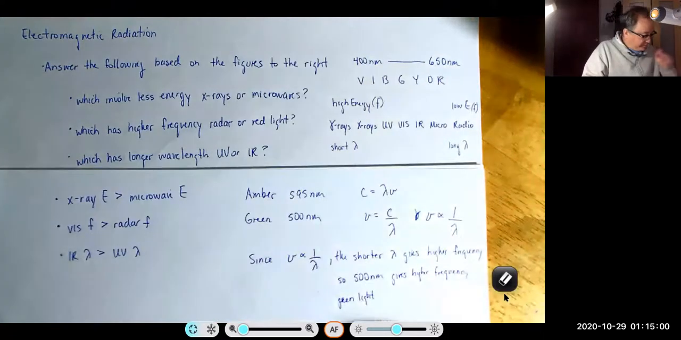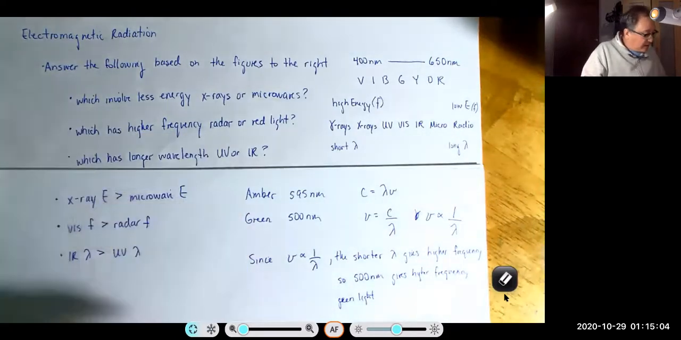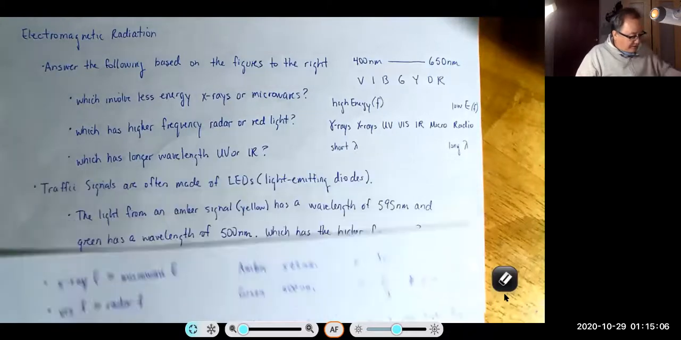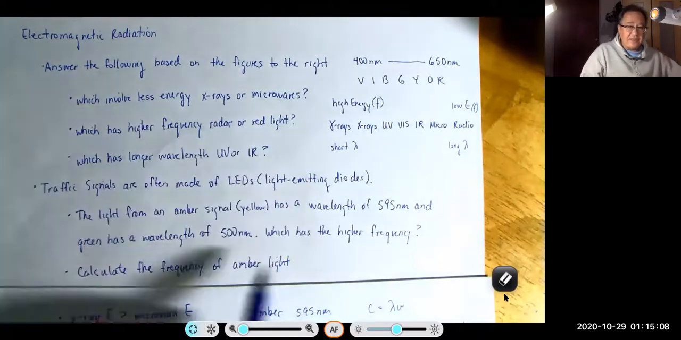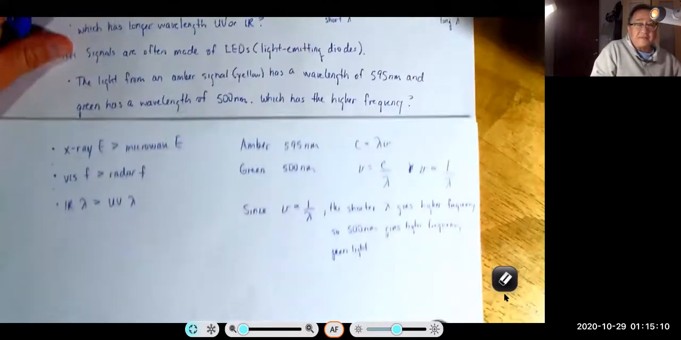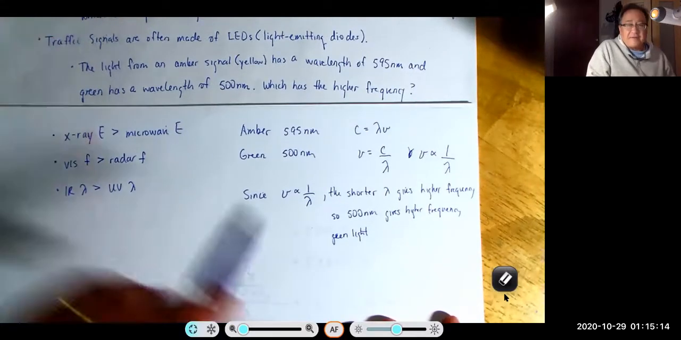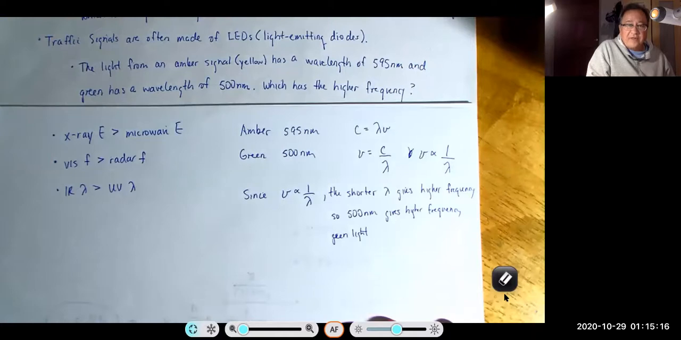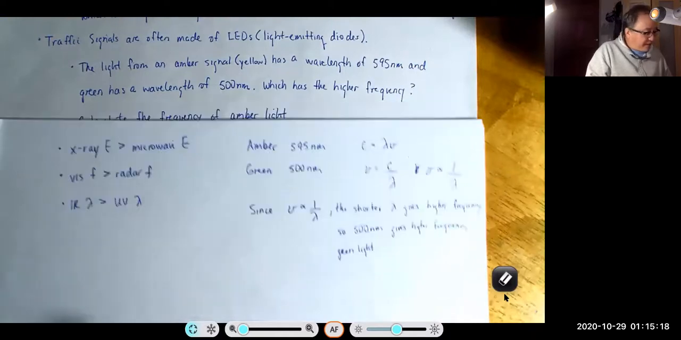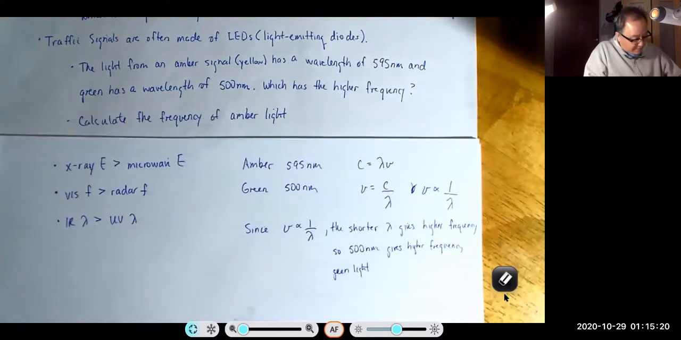All right. So which has the higher frequency? Oh, I'm sorry, down here. Which has the higher frequency? I should move everything up a little bit. The answer is the 500 nanometer. Shorter wavelength, higher frequency. Now calculate the frequency of the amber light.